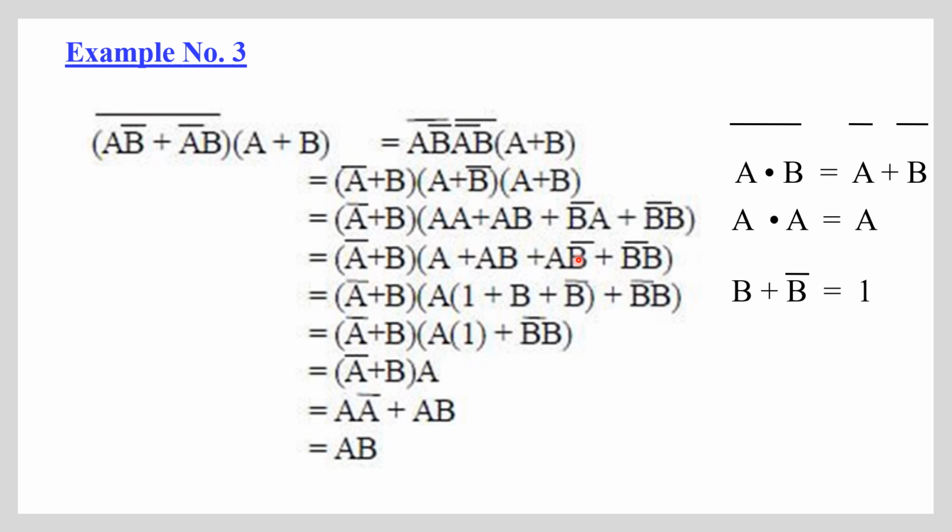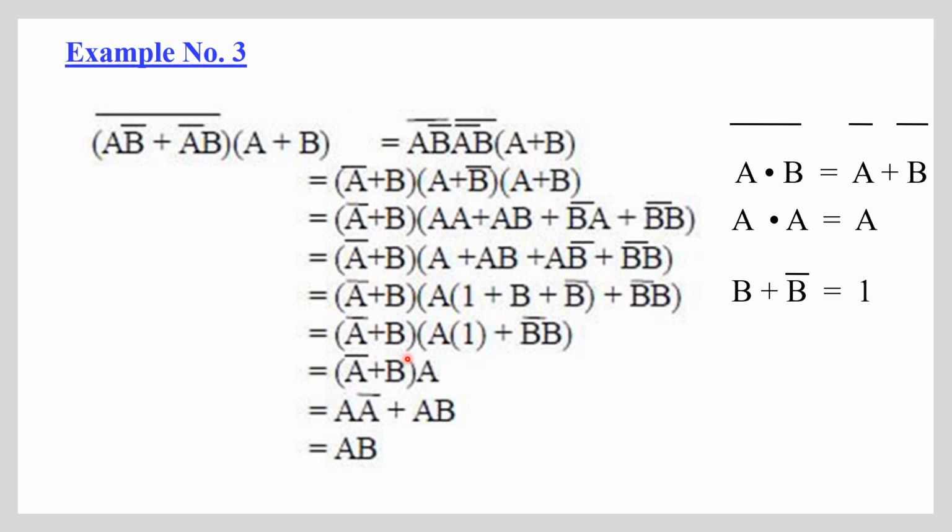So a b bar plus b bar b. Okay, so what we get: a bar plus b. Now take a common, a(1 plus b plus b bar). We have taken a common over here, plus b bar b. So b plus b bar is 1. So here 1 plus 1, that is again 1.